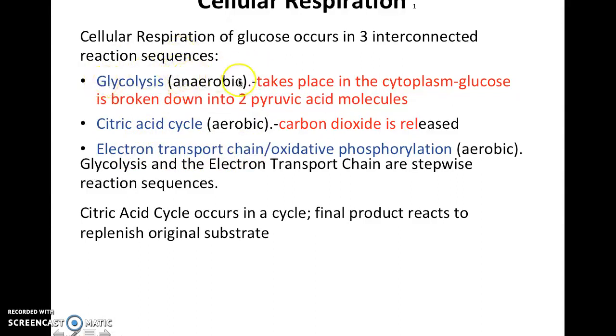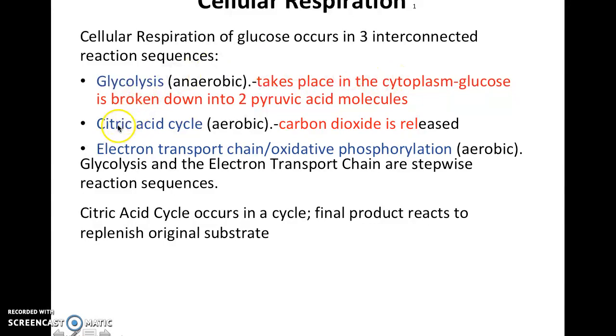Glycolysis is anaerobic. Anaerobic means it does not require oxygen. It takes place in the cytoplasm, and what is actually occurring is you take one glucose molecule, which is a 6-carbon molecule, and you just break it in half into 2 pyruvic acid molecules. I hope that you are remembering this from the detailed lessons that you had on this in biology class.